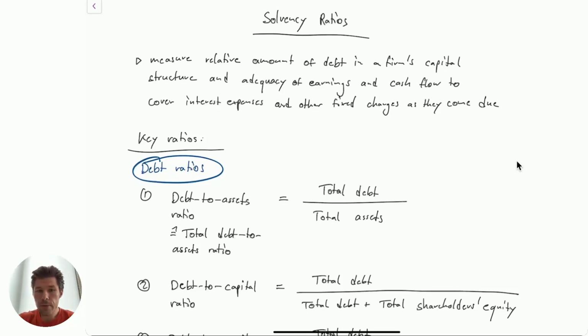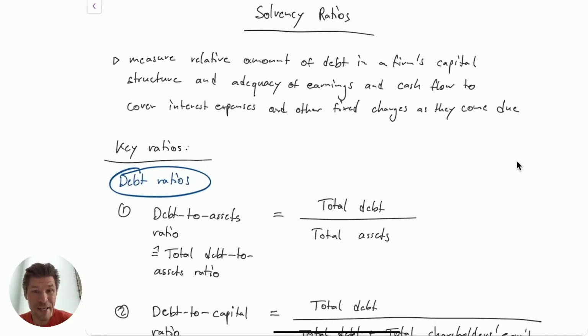Why do we look at solvency ratios? We look at solvency ratios because they measure the relative amount of debt in a firm's capital structure and whether the company has enough earnings and cash flow to pay interest, fixed charges such as lease payments and so on as they come due. Quite important. If the company cannot pay interest and does not have enough earnings to settle those, then the company is insolvent.